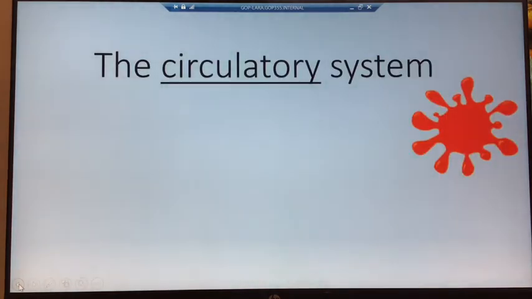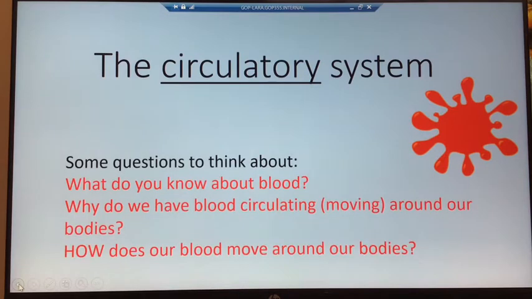Now, let's go back and look at the circulatory system, which is the topic of our lesson today. Some questions for you to think about. You might want to stop the video here. What do you know about blood? Why do we have blood circulating around our bodies, and how does our blood move around our bodies? Can you jot down some of your ideas?